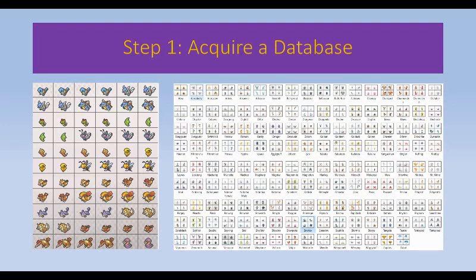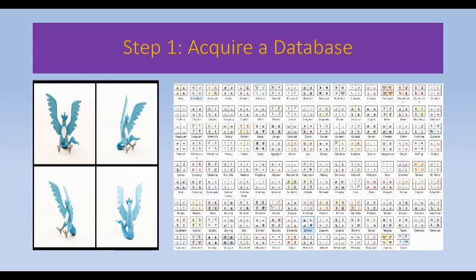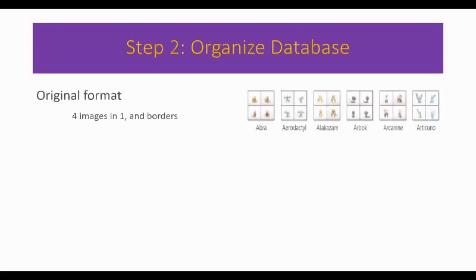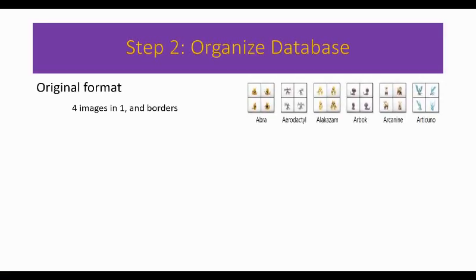As you can tell though, the database became very messy, especially since the image had multiple different angles of the Pokemon embedded into one image. The original format for the images I downloaded online contained borders and 4 images in one. To make running the algorithm more simple, I decided to clean up my database using MATLAB.